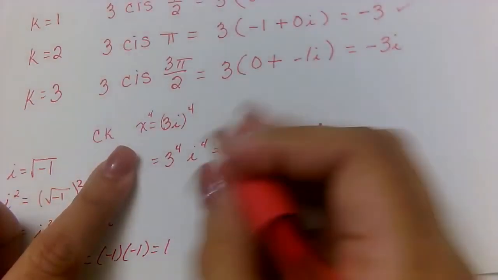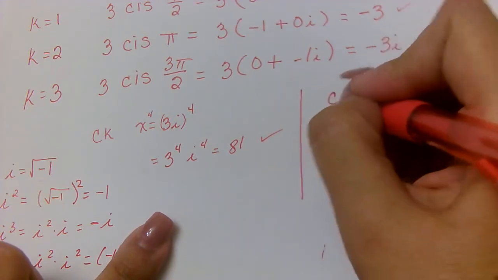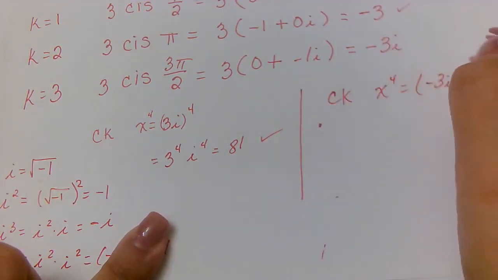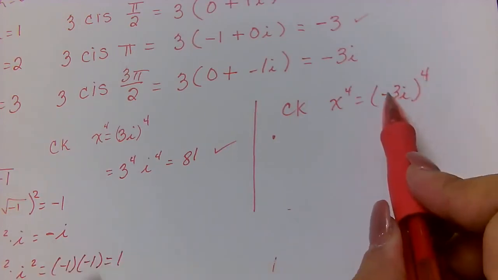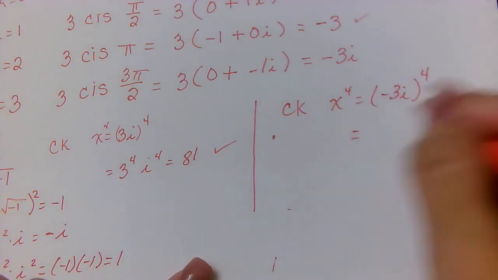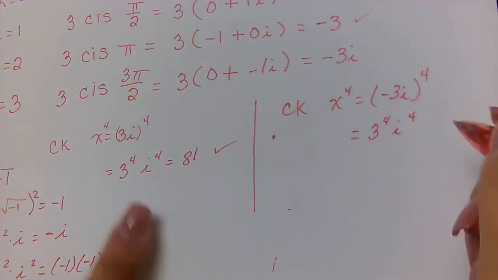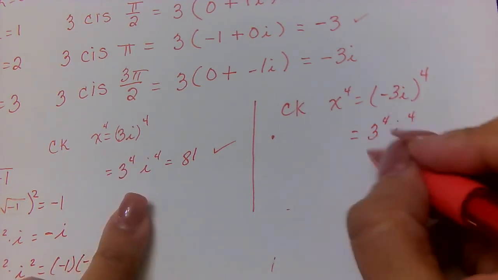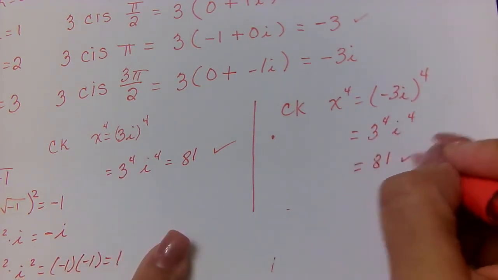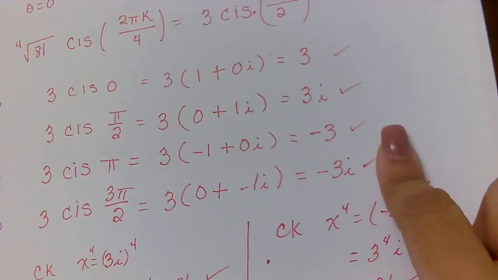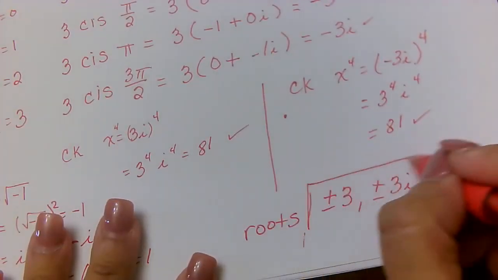Okay. The same thing would happen if we were to check negative 3i. So the negative to the 4th power is, in other words, negative times negative times negative times negative. That is equal to a positive 3 to the 4th, i to the 4th, which is exactly the same thing we got here. So this will equal 81. It will also work out. So here we actually have 4 solutions, and this will be your answer.